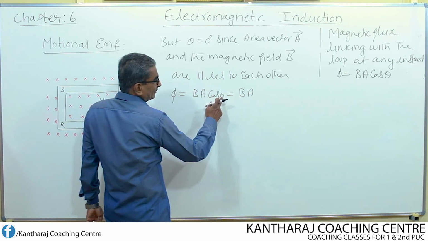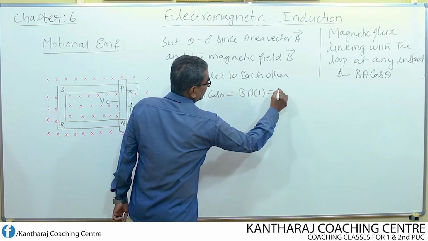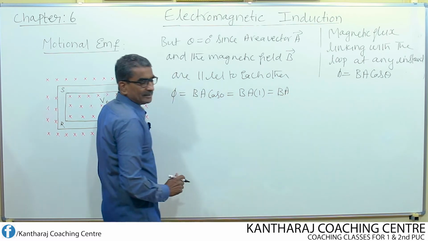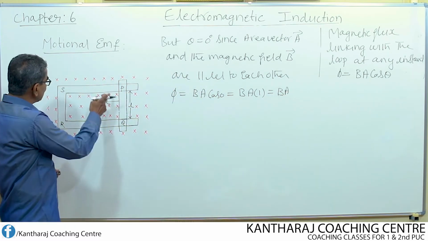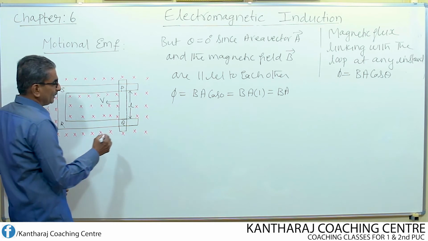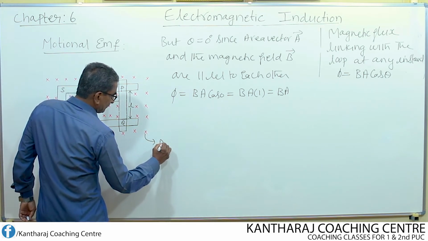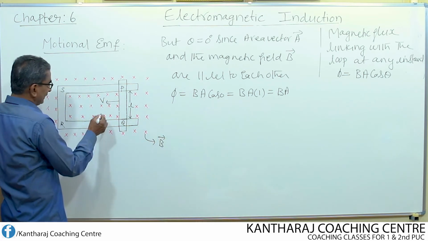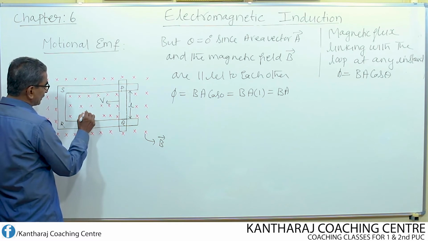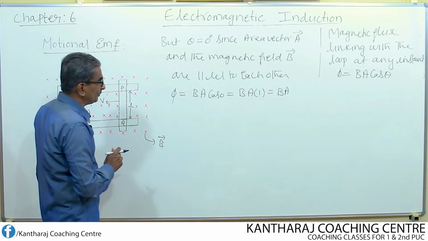Because cos 0 is equal to 1. So this is nothing but B into A. What is A? I can consider A as the area of the loop. Because if this represents magnetic field B, then what is the area of the loop which I am going to consider? Let A be the area of the loop.